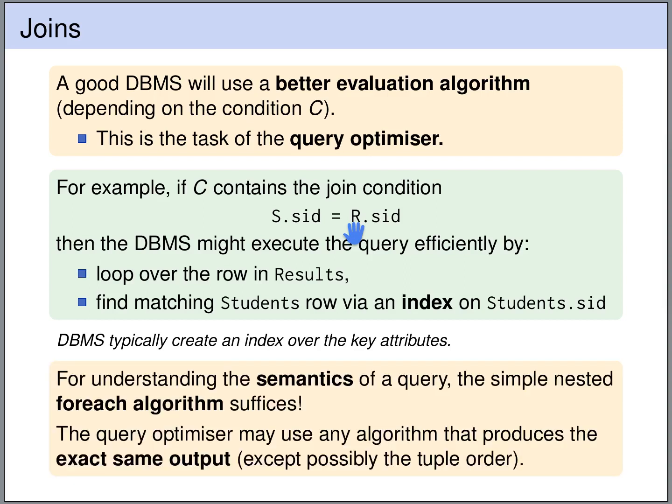Now, while the query optimizer may choose any other strategy to evaluate the query, the main important thing is, for understanding the semantics of the query, we do not need to understand how the query optimizer works. For understanding the semantics of the query, the simple nested for loop that we've seen on the last slide is sufficient. The query optimizer can choose any other strategy, but the output of the query optimizer, the result of the query, must be the same as the simple for loop that we've seen on the last slide.